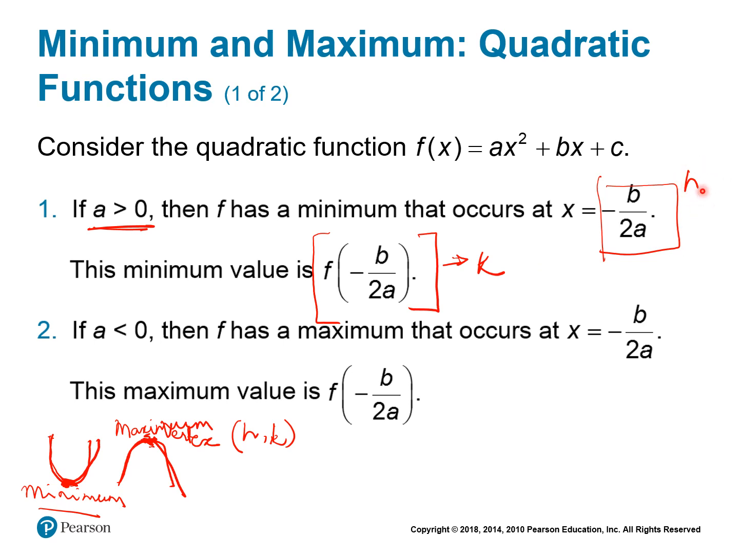If we know what h is, then we can just plug h into the function and we will get our k value. If a is less than 0, then it'll have a maximum point at x equals negative b over 2a, and the maximum value, which means the k value, the y value of the vertex, is going to be f of negative b over 2a. So you may be asked two questions about the minimum and maximum of a quadratic function.